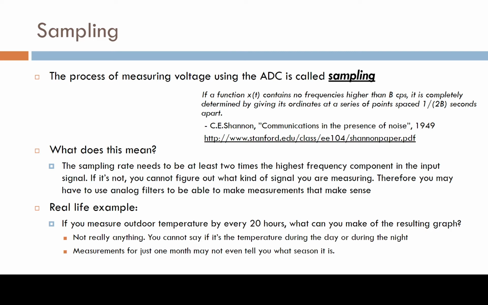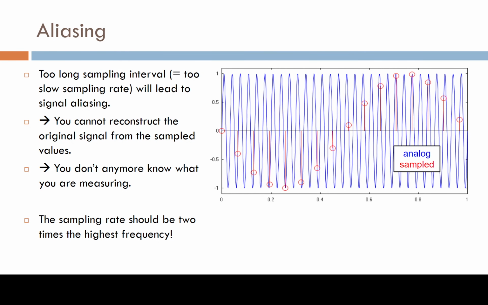Or measuring once a month or once a week, taking a look at a Monday temperature at 7 a.m., for example, doesn't say anything about the rest of the week. So you need to have enough sampling points to make sense out of this data. And that's what's called aliasing. If we have a too slow sampling rate compared to the signal frequency, this kind of thing happens.